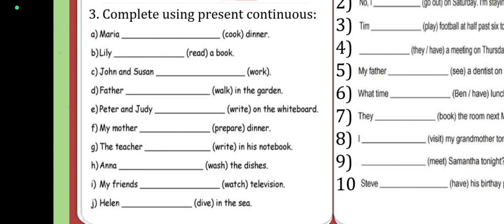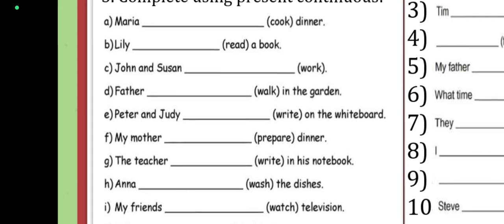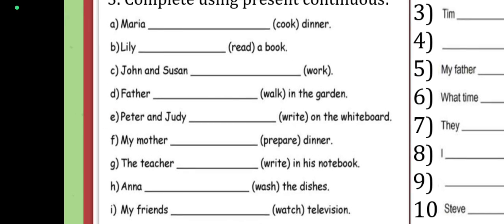Okay, so I will choose Andrea. Can you do from letter B to letter E, please? Lily is reading a book. John and Susan are working. Father is walking in the garden. Peter and Judy are writing on the whiteboard. It's good. Really good job.